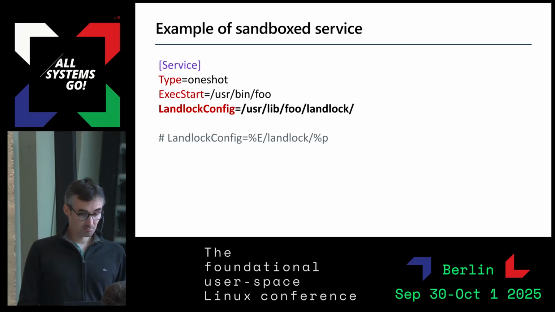So that's a really simple example of a sandbox service. You have an application, in this case the foo program, which will be launched. And we just add the Landlock config key with a path. This path will contain a set of files that will define your security policy. Because it is a systemd unit, you can also use some other tricks to add more flexible and dynamic paths for these configuration files.